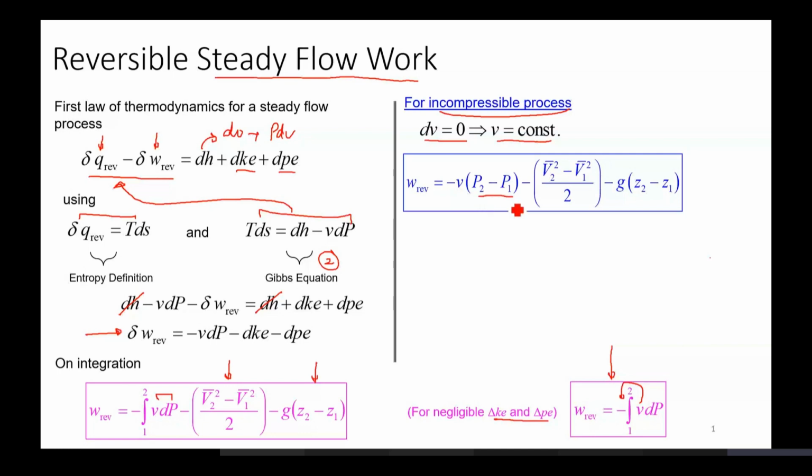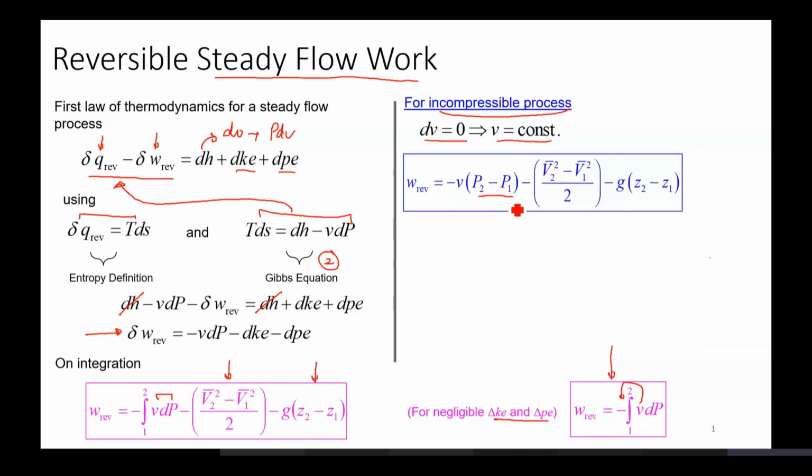Now, to summarize, the reversible flow work in flow systems, that are the open systems, work reversible is integral 1 to 2 VdP. This is the reversible work. And in closed systems, the work reversible is defined by the boundary work, which is PdV. So it's exactly the opposite of what you see in closed systems.